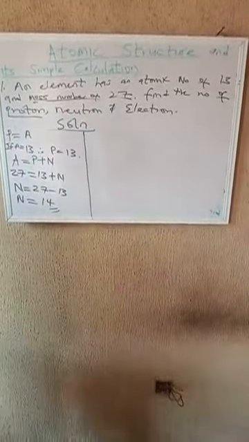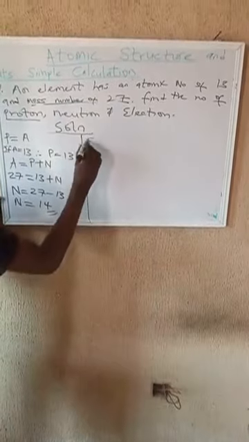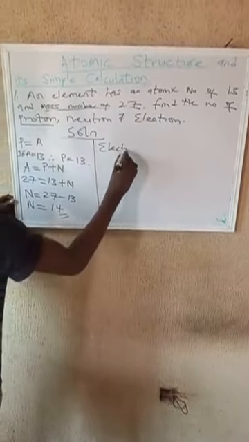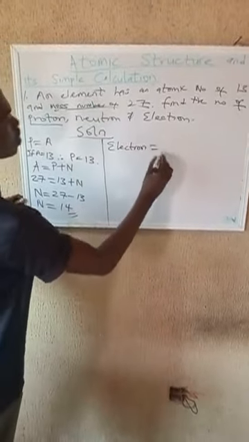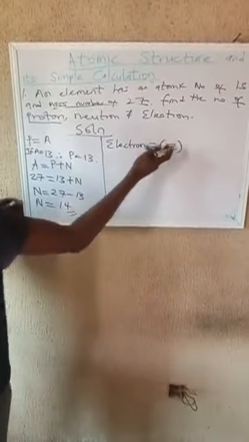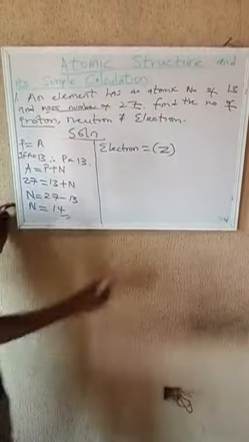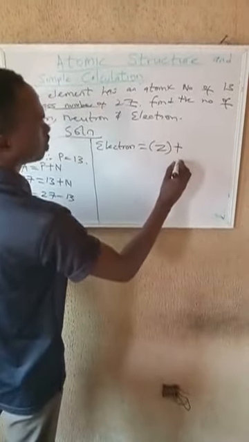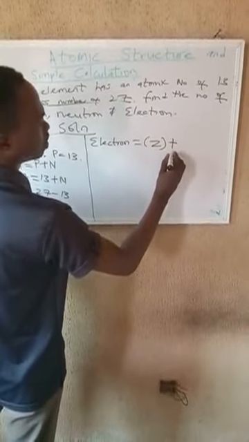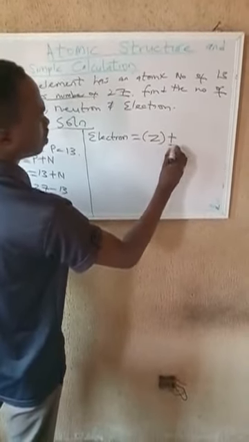Let's now look at electron. There's a formula for calculating electron. Electron will be equal to Z, that is atomic number or proton number, plus or minus charge.